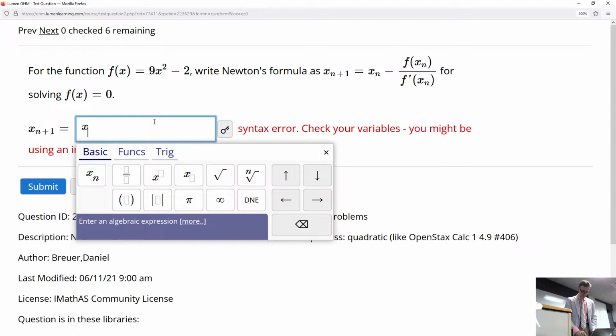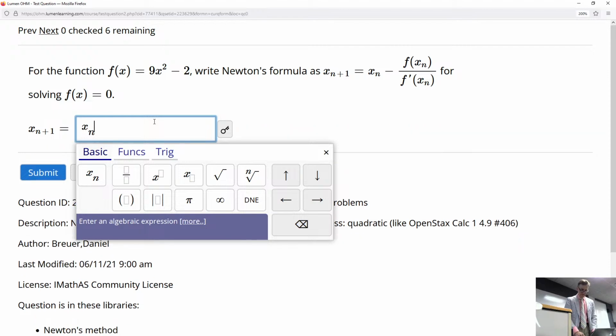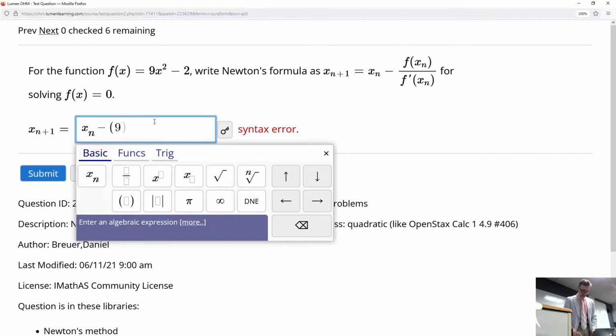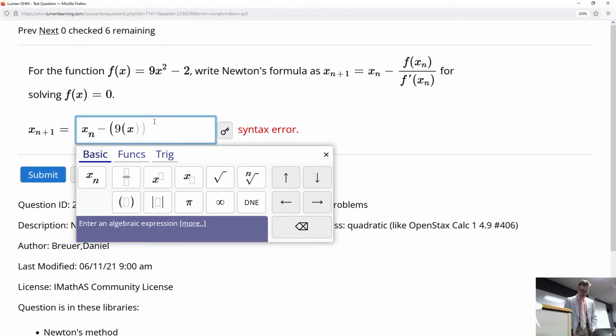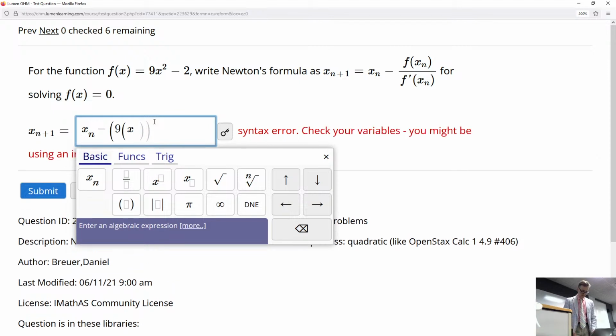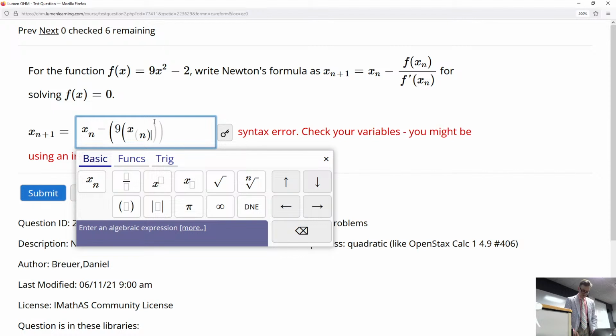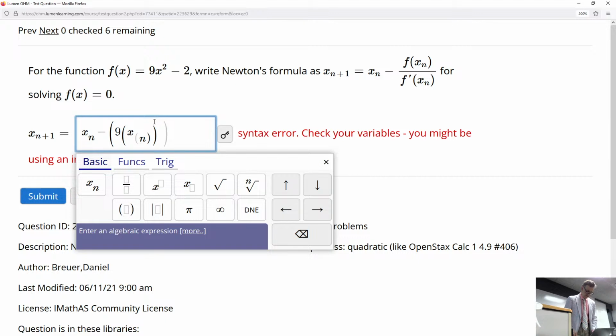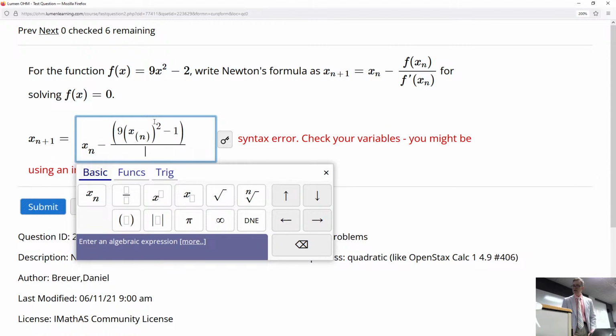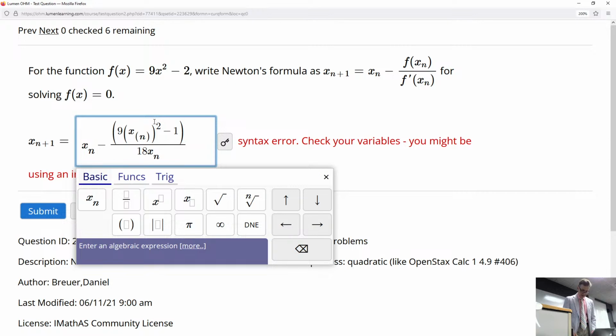X subscript n. And by the way, to get the subscript without touching my mouse, and I hate the mouse with my whole heart, what I do is I type X and then underscore, and it drops it down. So whoops, I guess I have too many parentheses there. You can never have too many parentheses. And then I use shift 6 to get the exponent. And I just have to make sure everything looks good. And then the slash to get the bottom here, 18x. Whoops, not that. Subscript n. I think that is it.